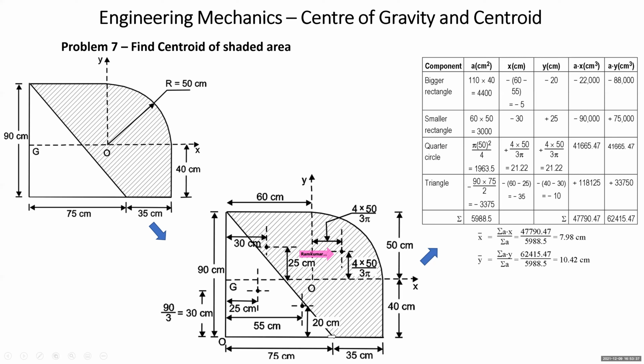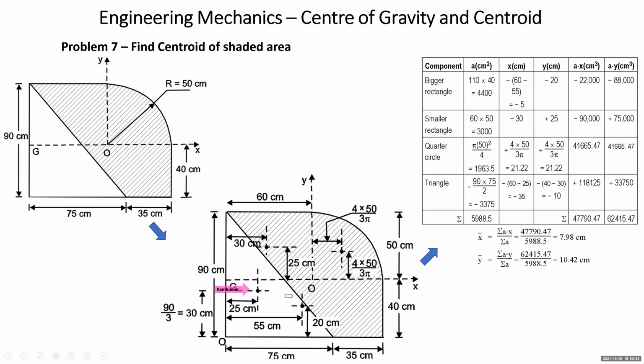This is the dimension, base is 75, height is 90. So the centroid of the triangle will be at 90 by 3, that is 30 centimeter. With respect to this base, height is 75. So centroid will be 75 by 3, 25 centimeter. This way, the centroid of the triangle is marked.